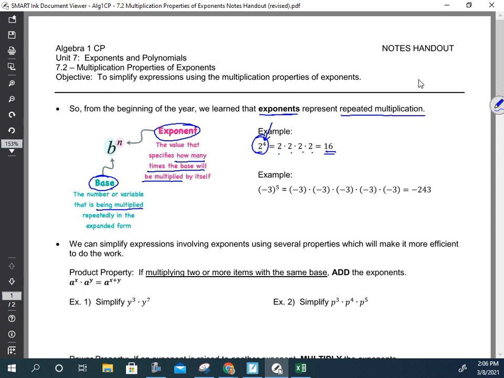Same thing applies if it's negative numbers. Negative 3 to the 5th power. Negative 3 is the base. 5 is the exponent. So that means you're going to take negative 3 and multiply it 5 times. Negative 243.